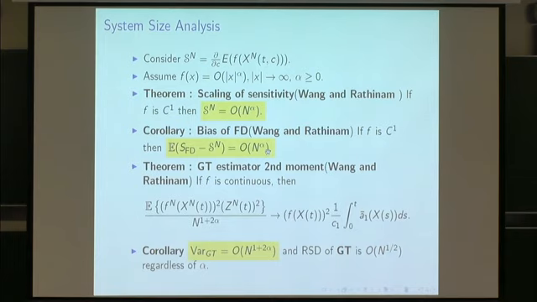And the second moment of the Girsanov estimator exactly converges to this. Okay. Therefore, the variance is also order 1 plus n to the 1 plus 2 alpha. Therefore, the relative standard deviation is O(√n), and that doesn't depend on what this alpha is. Okay. We have to assume that f is continuous for this and C1 for this.